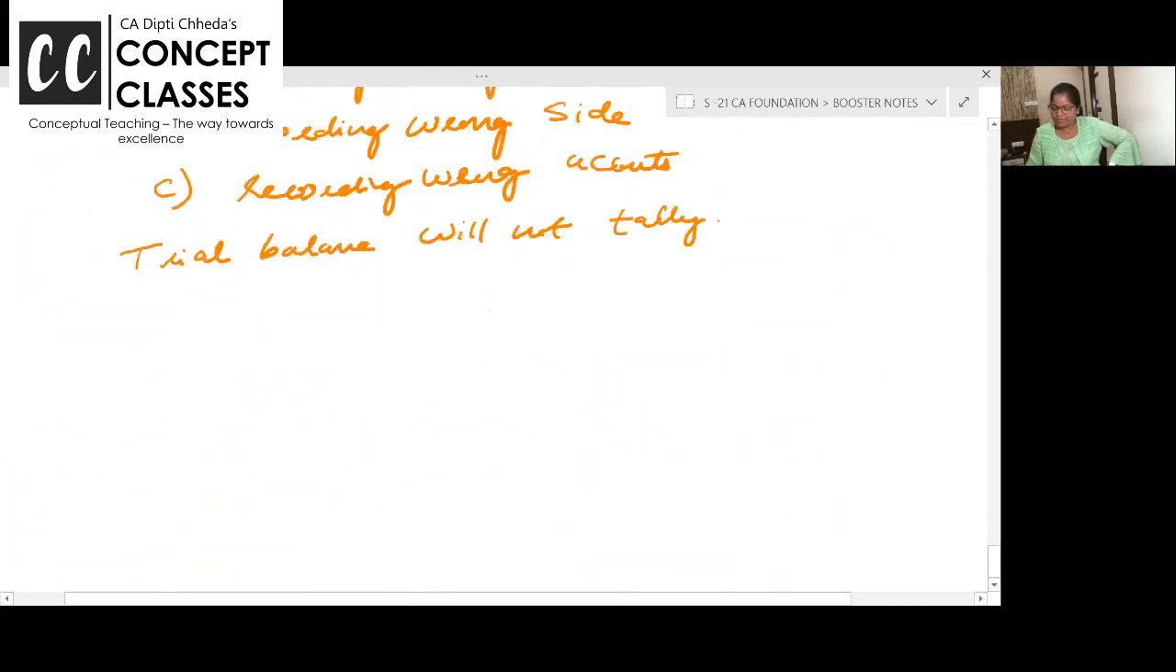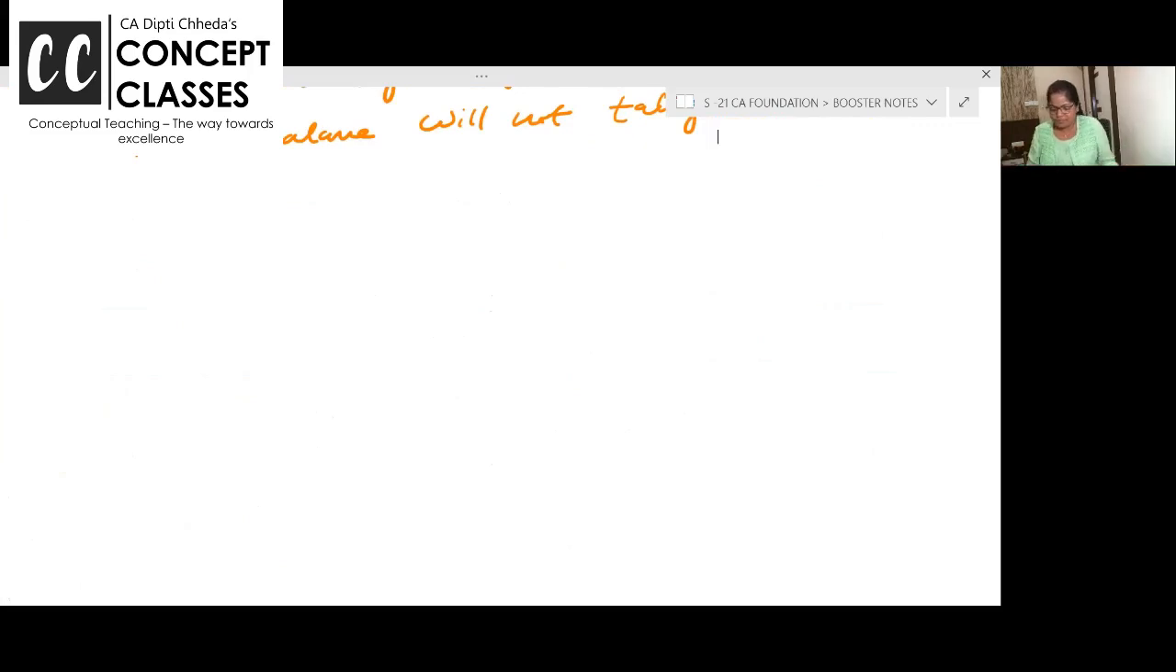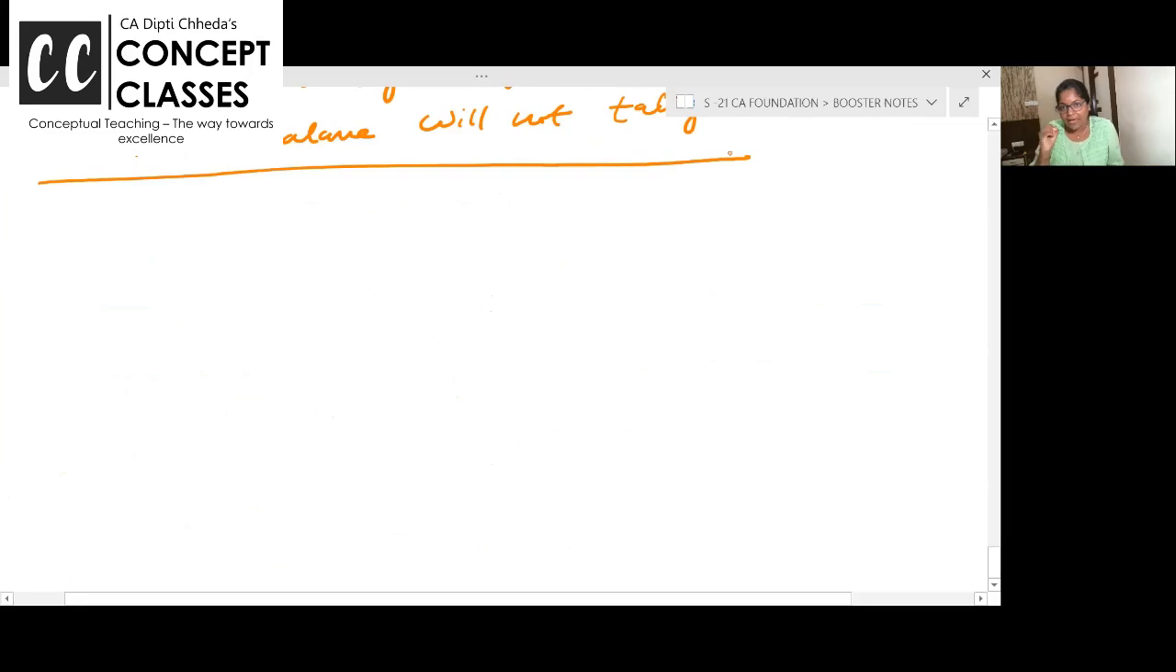Types of errors I have given. Now listen, all of you. Write down this explanation in your booster notes. All of you, very important explanation. Errors which affect trial balance. Errors which are affecting trial balance.